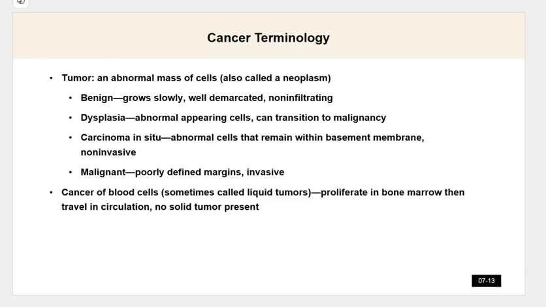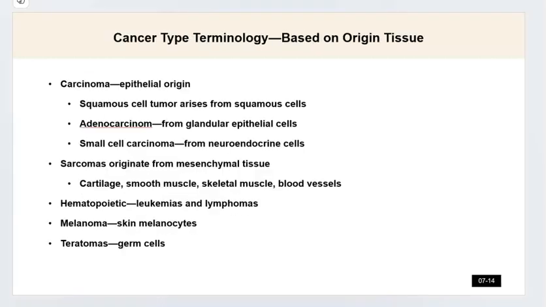The malignant cells have certain characteristics that we talk about because it's important to understand what they look like and what makes them cancer cells, how we define them. Malignant tumors are named based on the tissue from where they develop.